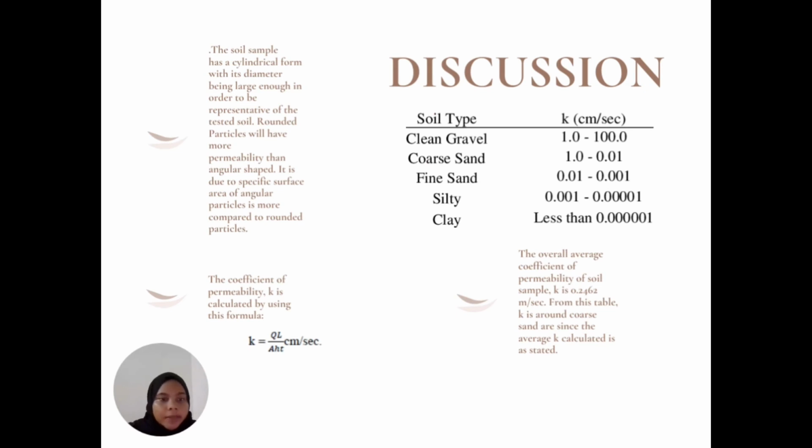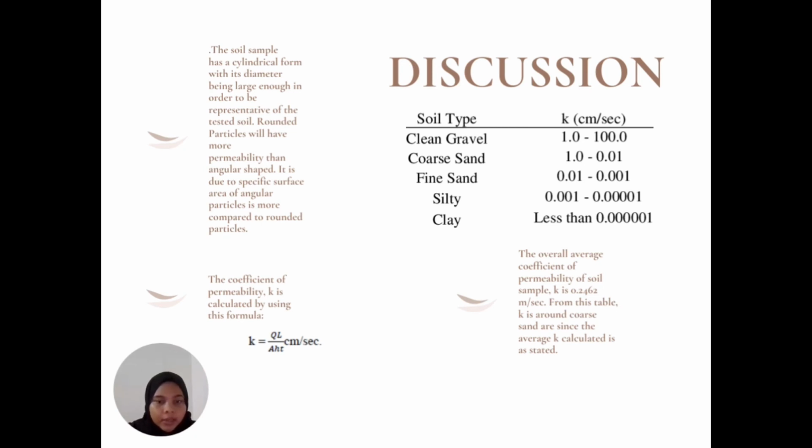Discussion. The soil sample has a cylindrical form, with its diameter being large enough in order to be representative of the tested soil. Rounded particles will have more permeability than angular shapes. It is due to the specific surface area of angular particles being more compared to rounded particles. The coefficient of permeability k is calculated by using this formula: k equals QL over AHT, and the unit is cm over second. The soil type. The overall average coefficient of permeability of soil sample k is 0.2462 m over second.